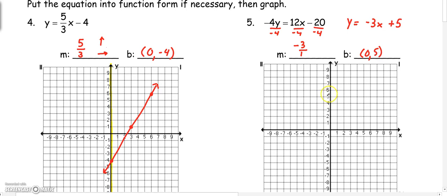So I'm going to start at (0, 5). I look at my slope, down 3, right 1. So down 3 units, right 1. Down 3 units, right 1. And then I can connect my line.